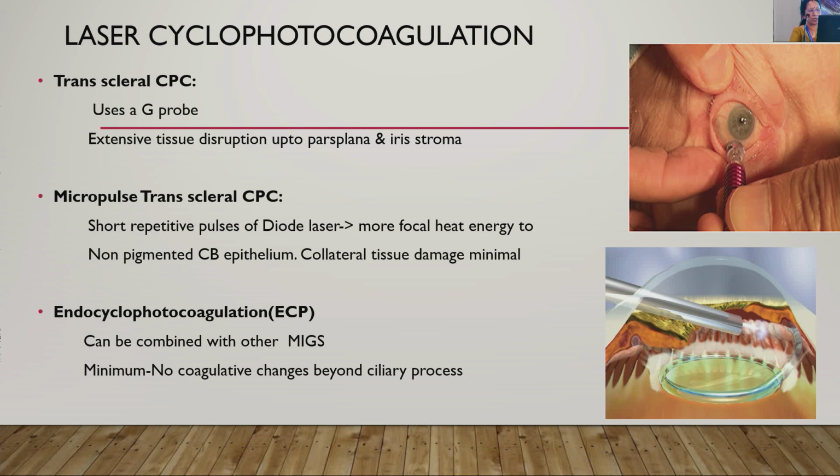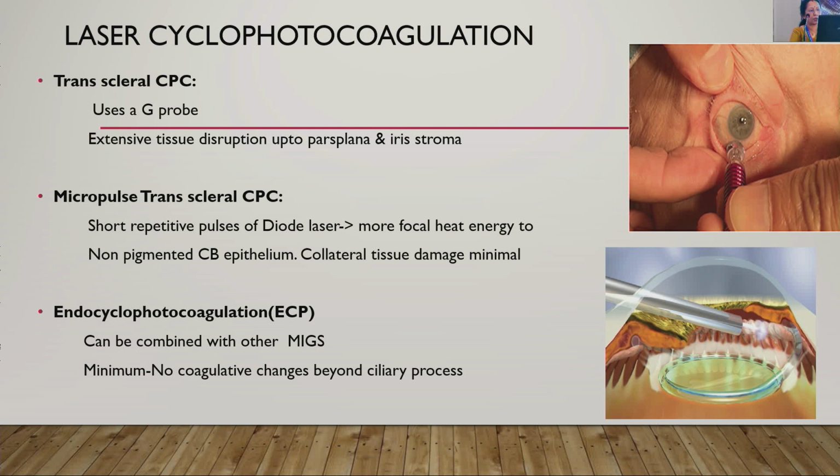Different types of transscleral CPC: we use a G probe, and here there is extensive tissue disruption on either side up to pars plana and the iris stroma. In micropulse transscleral CPC, short repetitive pulses of diode laser are given, so more focal energy will be given to the non-pigmented ciliary body epithelium, hence the collateral tissue damage is also minimal.